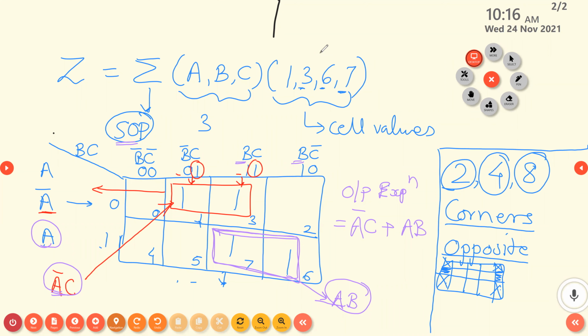Again, this is the simplest example. Yes, anyone having any doubt? Write properly.